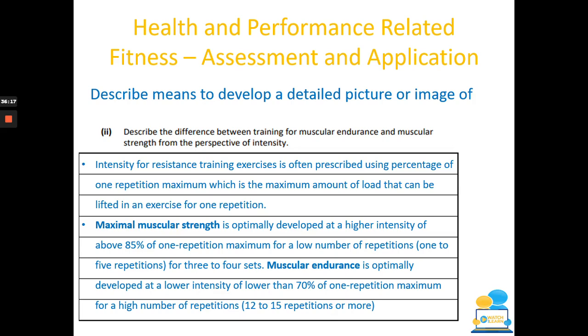Maximum muscular strength, so the maximum amount of force we can produce, is optimally developed at a higher intensity of above 85% of 1 repetition maximum for a low number of reps, so 1 to 5 reps for 3 to 4 sets. So they're the guidelines for developing muscular strength. And for muscular endurance, in terms of intensity, we're looking at a lower intensity of lower than 70% of 1 repetition maximum for a high number of repetitions, so 12 to 15 or more. So again, we're addressing intensity there related to 1 rep max.